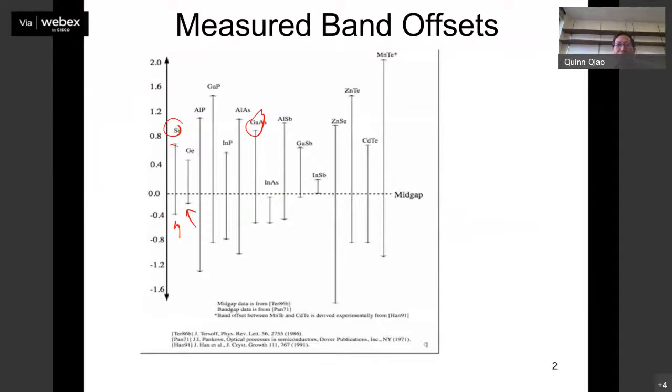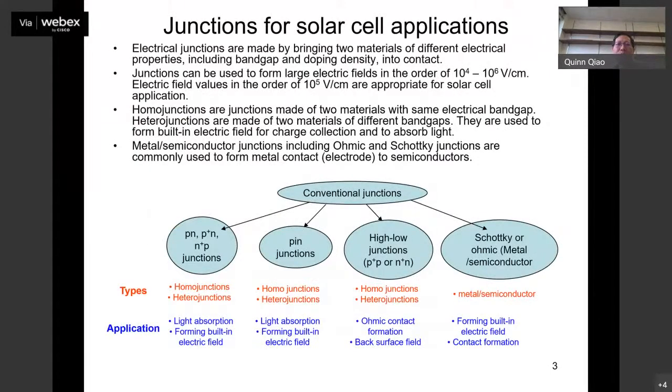Okay. So here shows the junctions for solar cell applications. These are common junctions. Conventional junctions, you will see PN, P plus N, N plus P junctions, right? You see PN junctions in certain solar cells, and for example P plus N. In conventional silicon solar cells, you have N plus P, P plus N or P plus P, right?